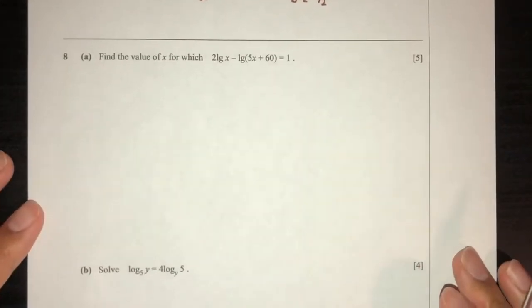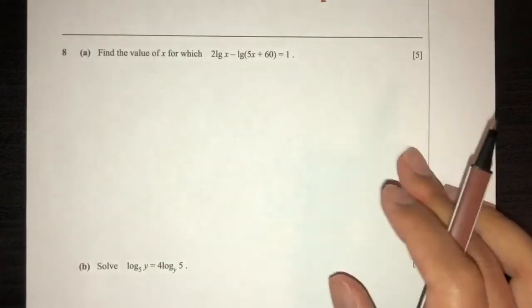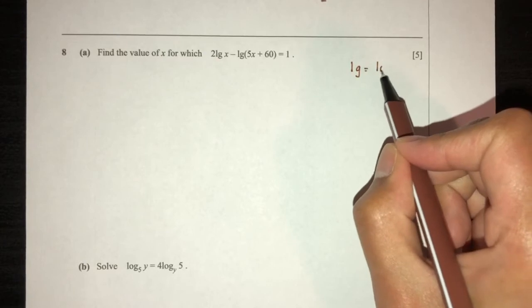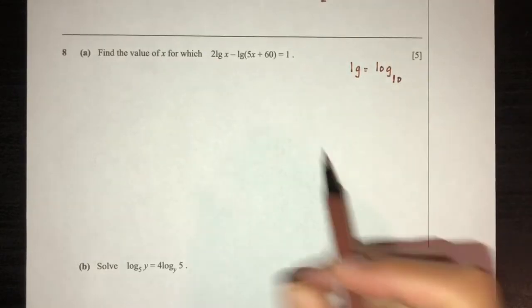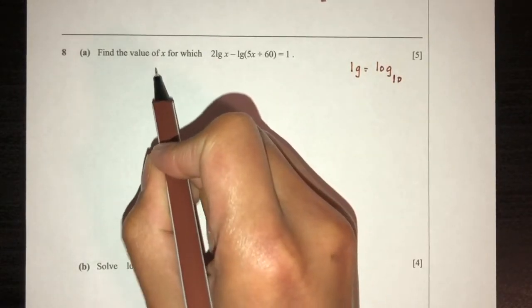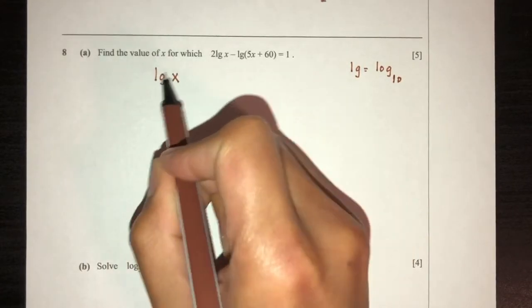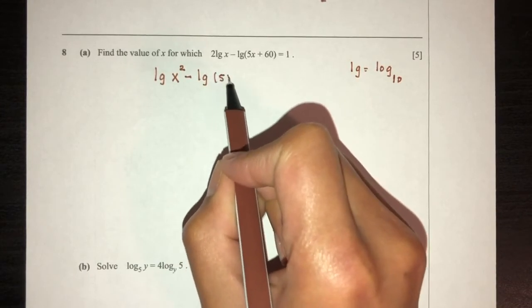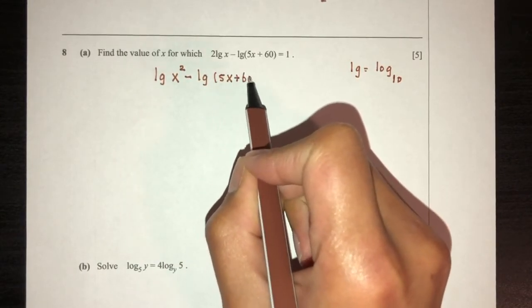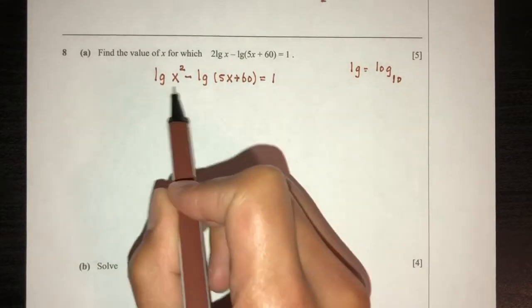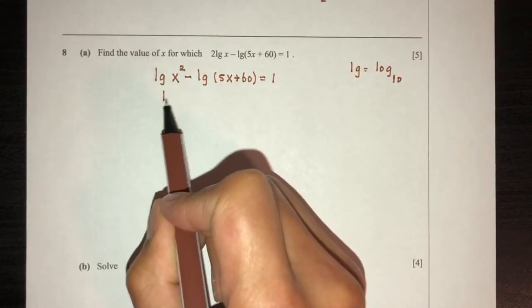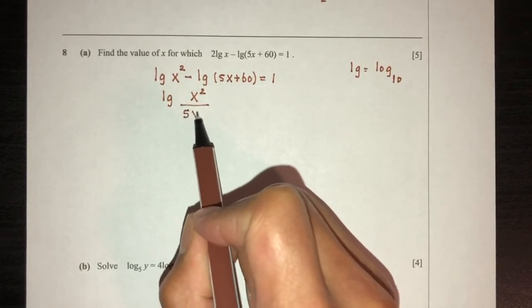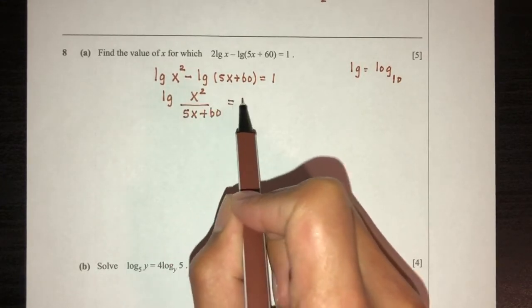Now moving on to question number 8. So we have to solve this equation. So just know that log means log of base 10. Okay, so let's simplify this. So we have log x, we have 2 here, we send 2 on top, minus log of 5x plus 60 equal to 1. Now we can simplify this. When you have a minus, minus becomes divide. So you have x squared over 5x plus 60 equal to 1.